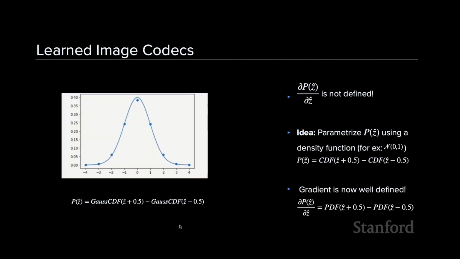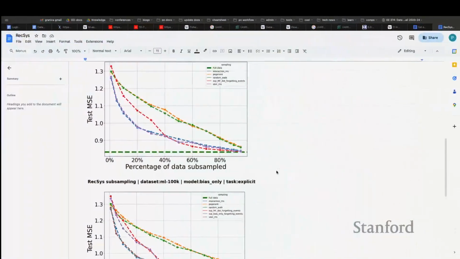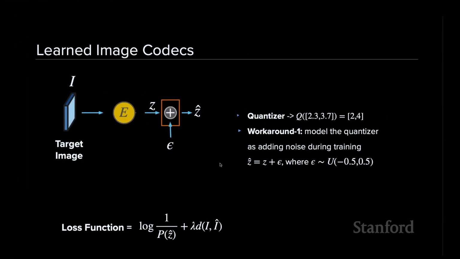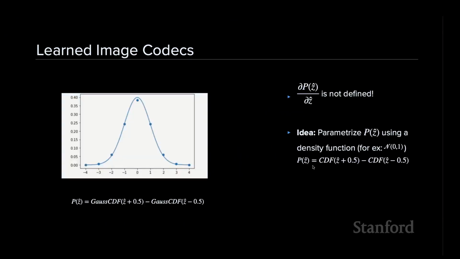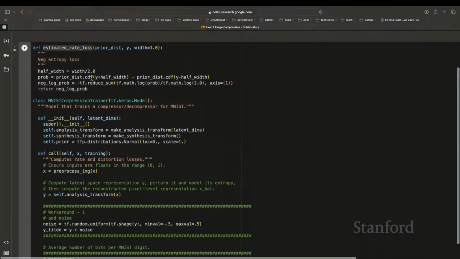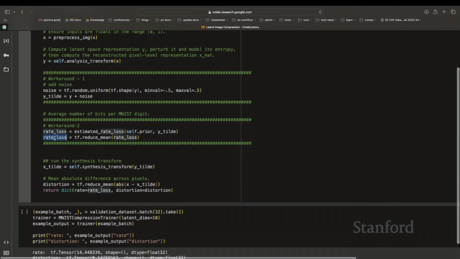Your workaround 1 was just adding some noise. This is exactly what this step does. You just added some uniform random noise. And then your workaround 2 was to represent your probability distribution as this CDF A minus B, right? And this is what our estimated rate loss is actually doing. It's basically just computing probability as the difference of 2 CDFs, and then it's computing the negative log probability. And this basically gives you the rate loss.